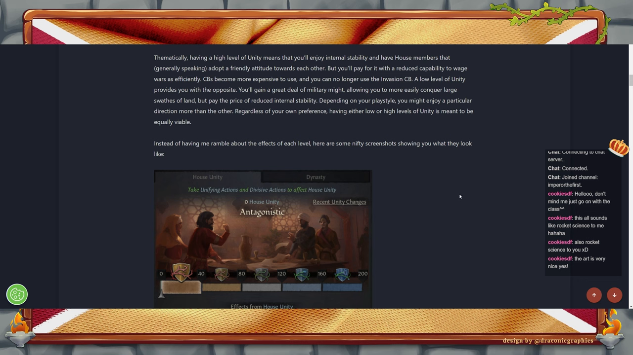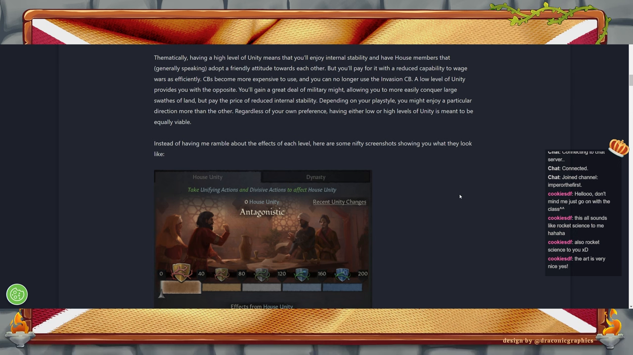Thematically, having a high level of unity means that you'll enjoy internal stability and have house members that, generally speaking, adopt a friendly attitude towards each other. But you'll pay for it with a reduced capability to wage war efficiently. Casus Bellis become more expensive to use, and you can no longer use the invasion Casus Belli. A low level of unity provides you with the opposite. You'll gain a great deal of military might, allowing you to more easily conquer large swaths of land, but pay the price of reduced internal stability. Depending on your playstyle, you might enjoy a particular direction more than the other.